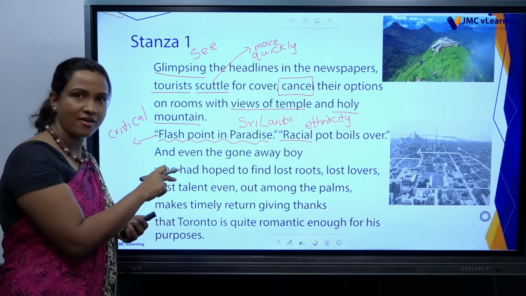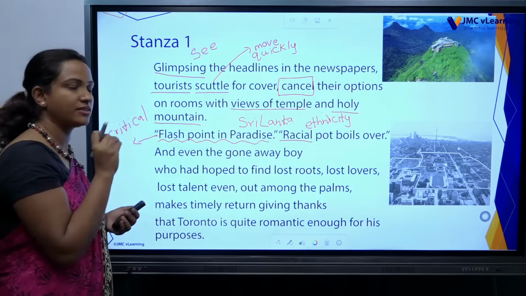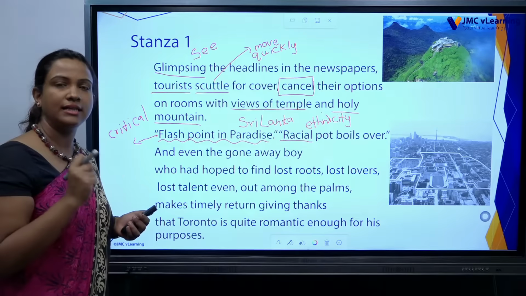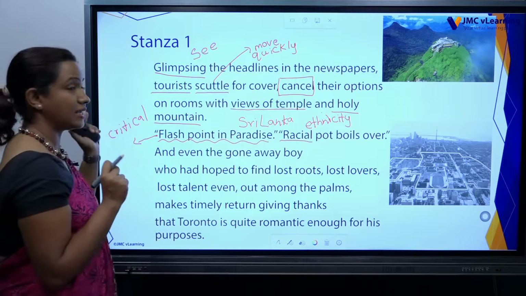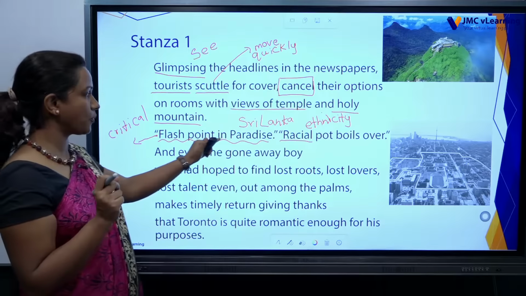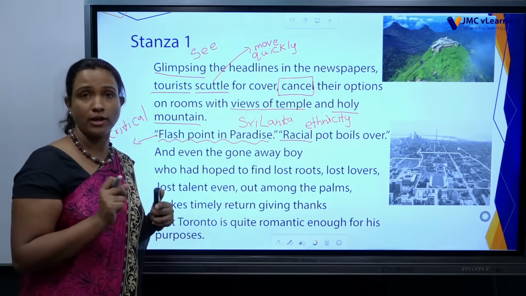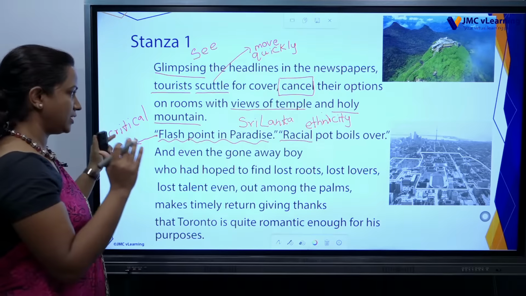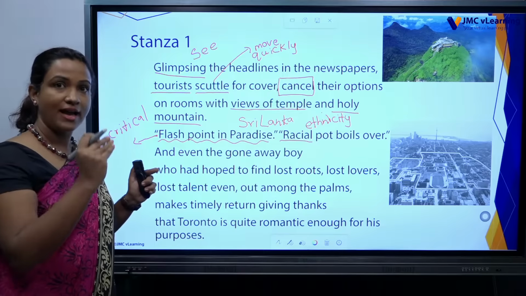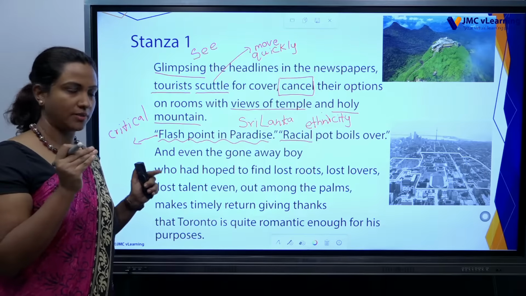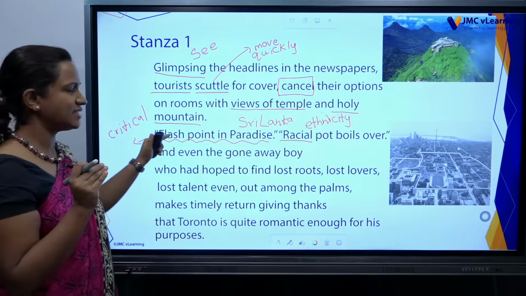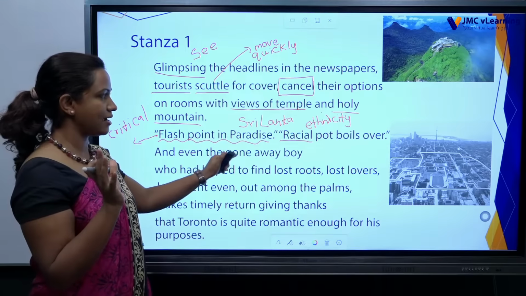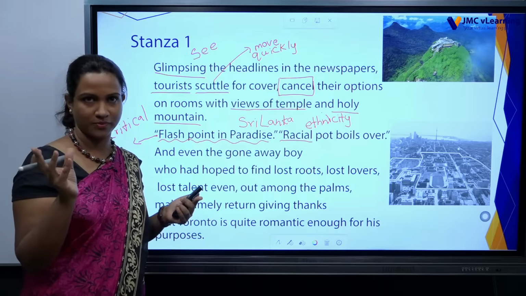Paradise, they call it a paradise in Sri Lanka. This is not in the Sri Lankan or local news. This was a headline in the international media, right? It was in the international media. Flash point in paradise and racial pot boils over. This is sort of exaggeration. You are familiar with exaggeration. This is not the exact point. They are exaggerating, saying more things about it. And also, this has a sarcastic view. Flash point in paradise, Sri Lanka and racial pot boils over.